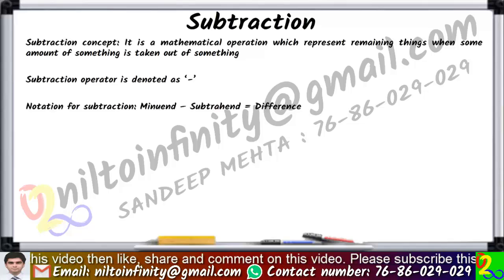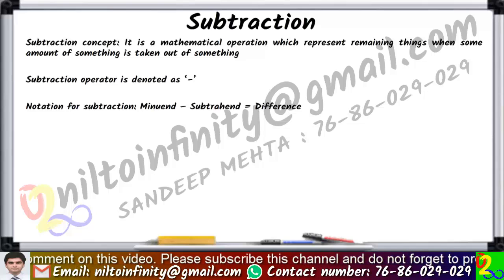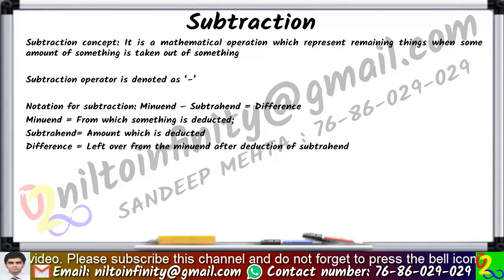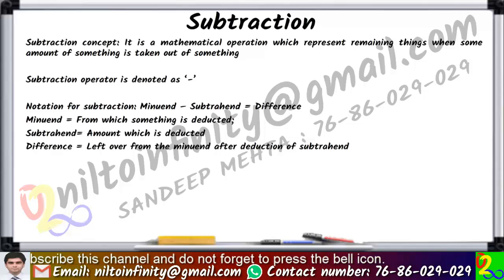Notation for subtraction: minuend minus subtrahend is equal to difference. Minuend is a quantity from which something is deducted. Subtrahend is a quantity which is deducted from something. Difference is equal to the result of subtraction, which is left over from the minuend after deduction of the subtrahend.